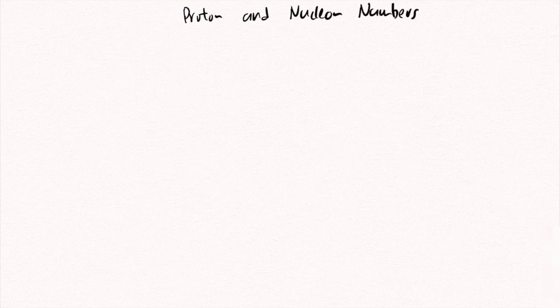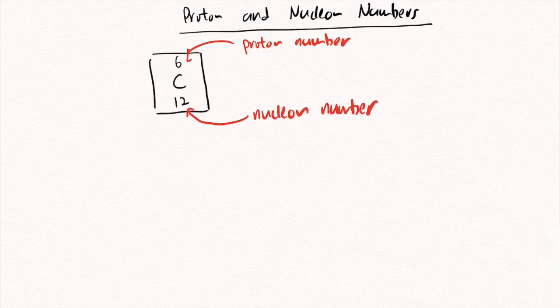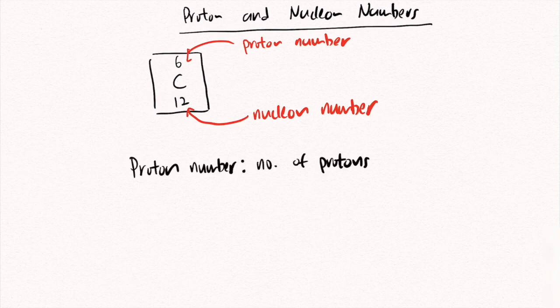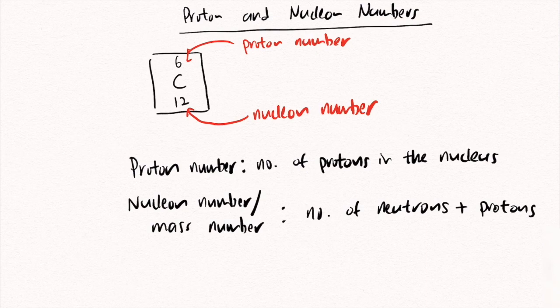Next, I will be explaining what proton and nucleon numbers are. If we look at the periodic table, we will always see a number above and below each element. The top number is the proton number, while the bottom number is the nucleon number. So, what do these numbers represent? The proton number represents the number of protons in the nucleus. The nucleon number, which is also known as the mass number, is the sum of the total number of protons and neutrons in the nucleus of the atom. With this information, if we want to know the number of neutrons, we simply take the mass number and subtract the proton number from it.